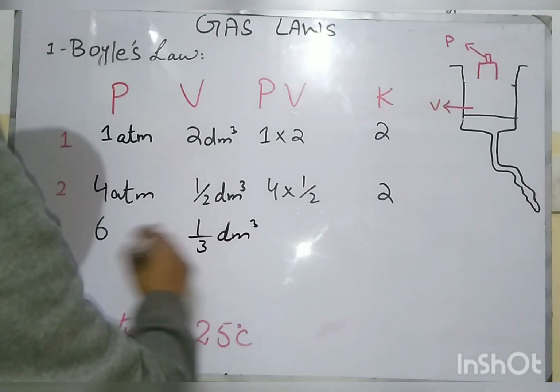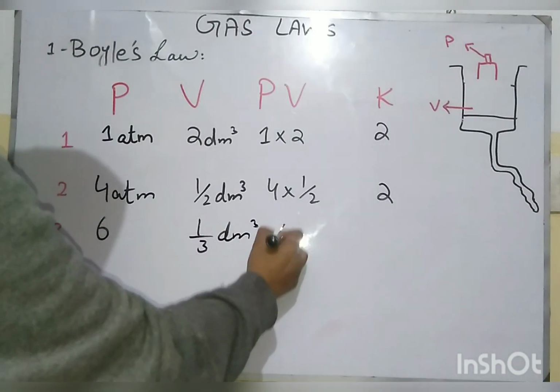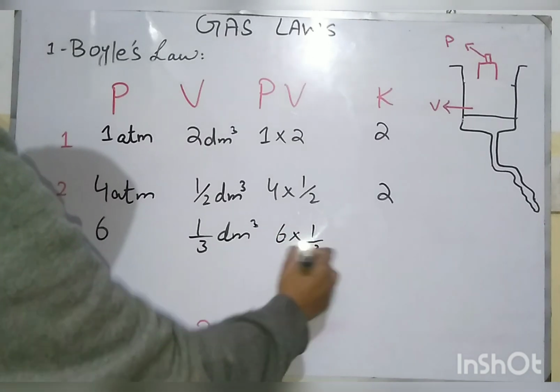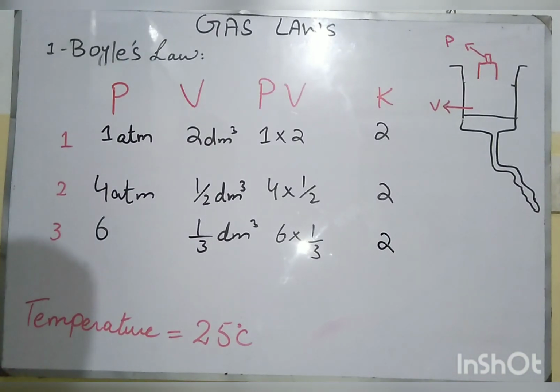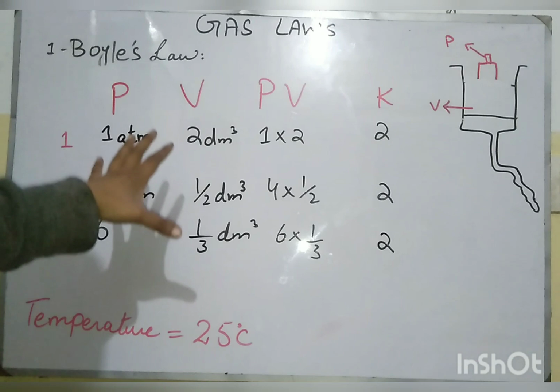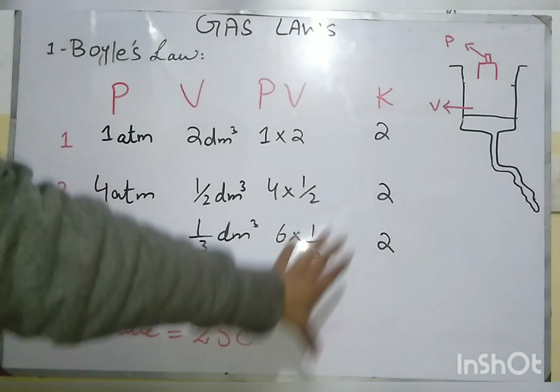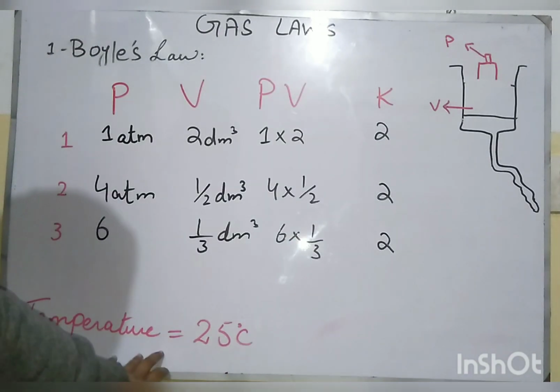Now the product of P3 and V3 would be 6 multiplied by 1 by 3, and the product, that is K, is equal to 2. So you can see in all cases, by changing the value of pressure and volume, the value of the product is constant in all cases at a constant temperature.